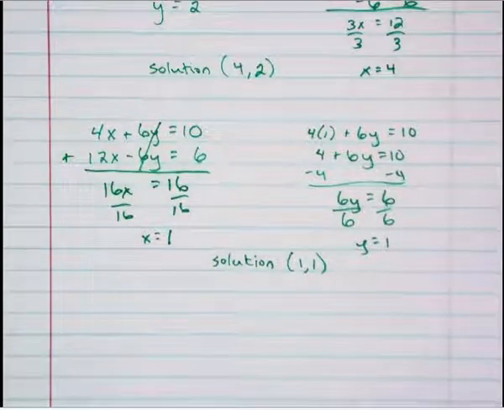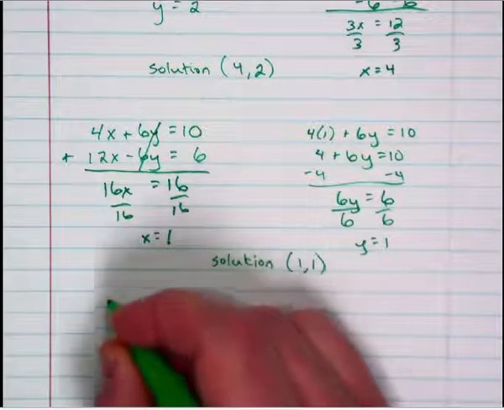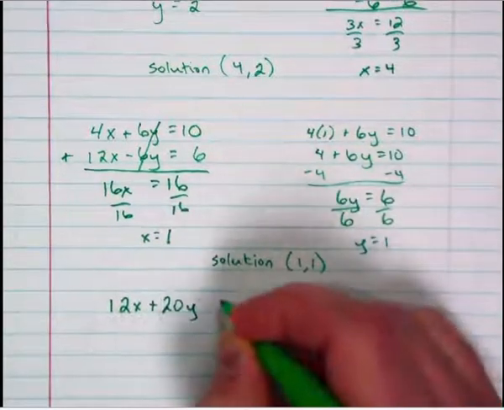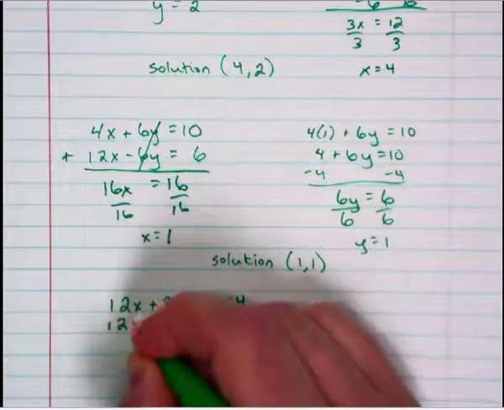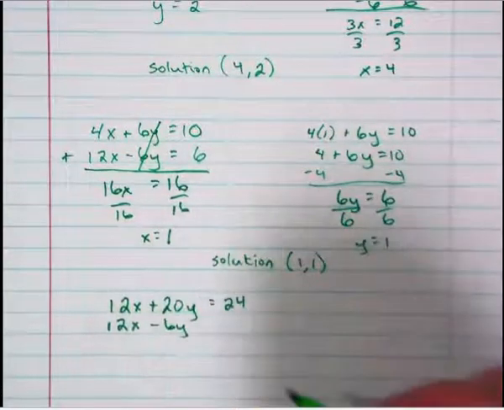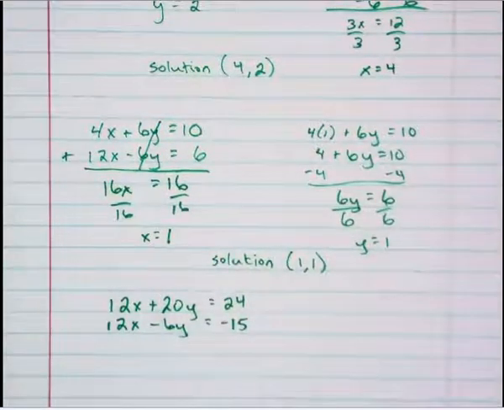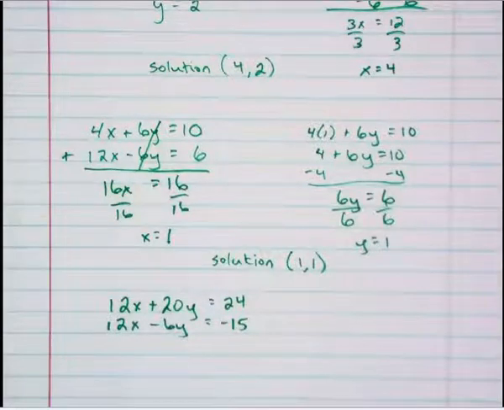Pretty neat. Okay, so something slightly different, if I give you 12x plus 20y equals 24, and then 12x minus 6y equals negative 15. I had mentioned that that might be something slightly different. Consider what's different about that.